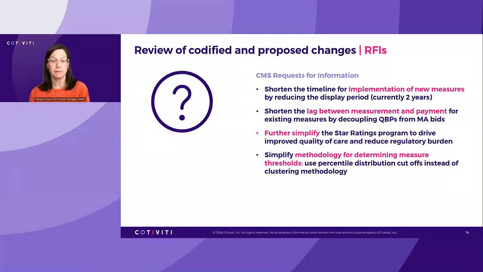So a lot of common words appear in these RFIs: shorten, simplify, reduce, modernize, strengthen, enhance competition. CMS is clearly signaling a desire to streamline the star ratings program, focus the measure set on clinical care outcomes and patient experience of care measures, increase competition and calculation clarity, and reduce administrative burden.